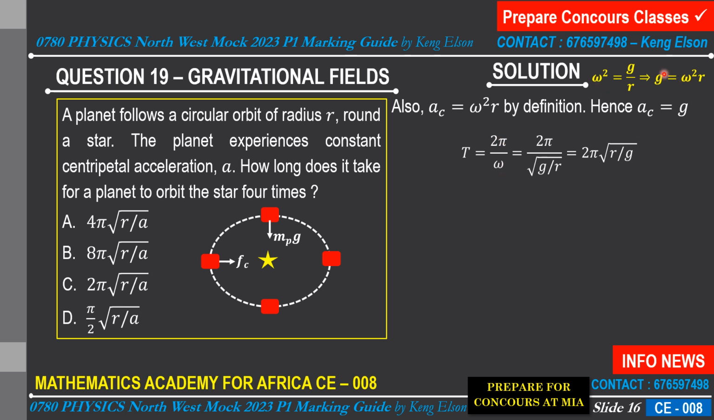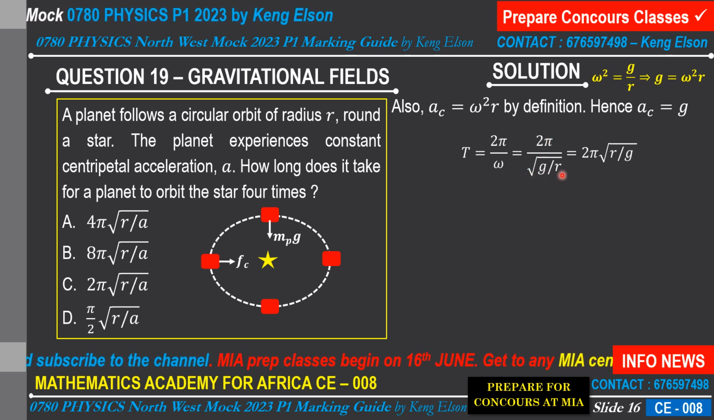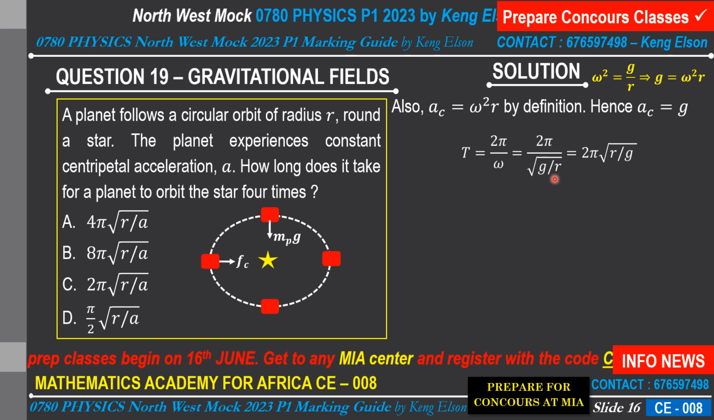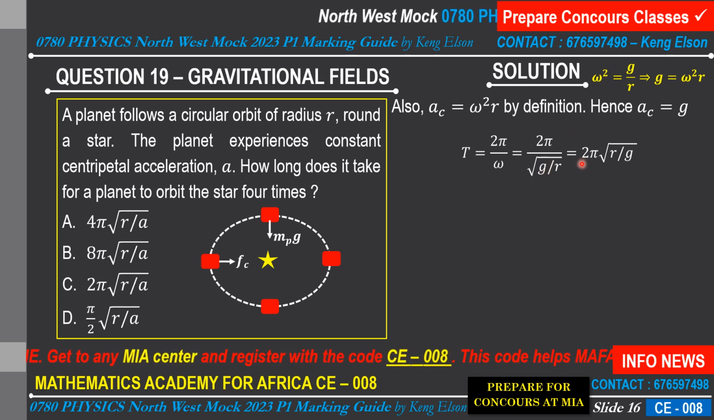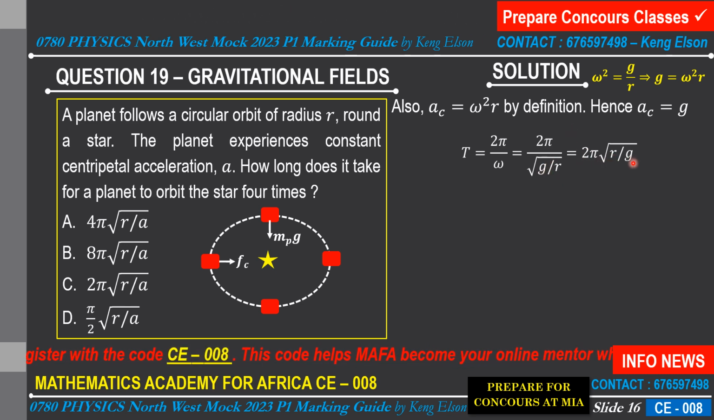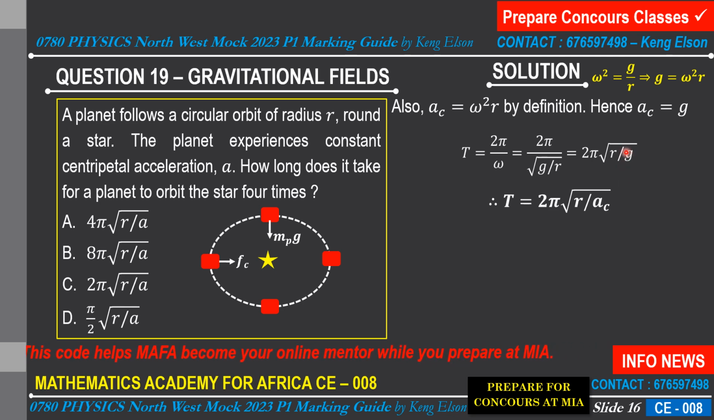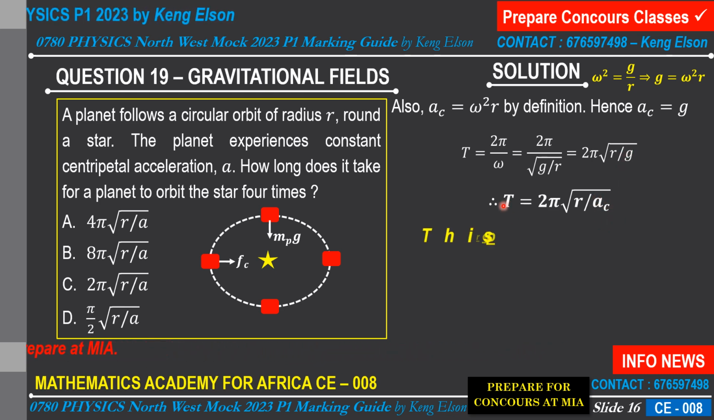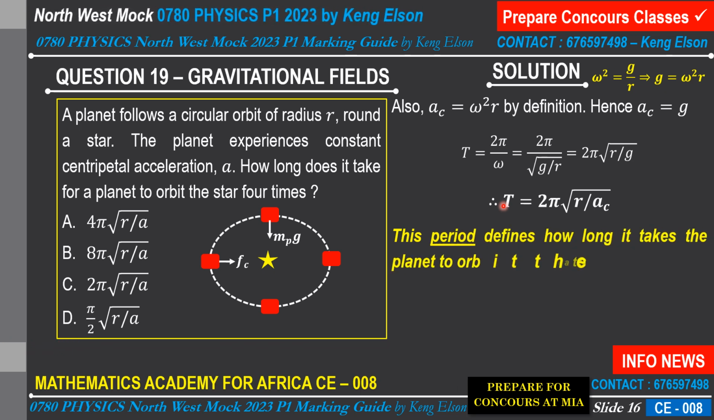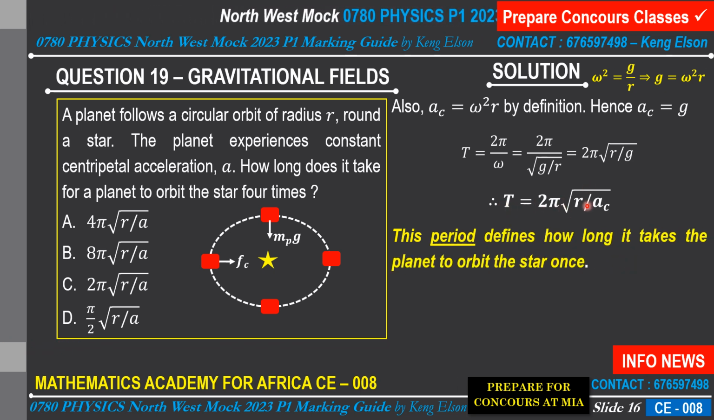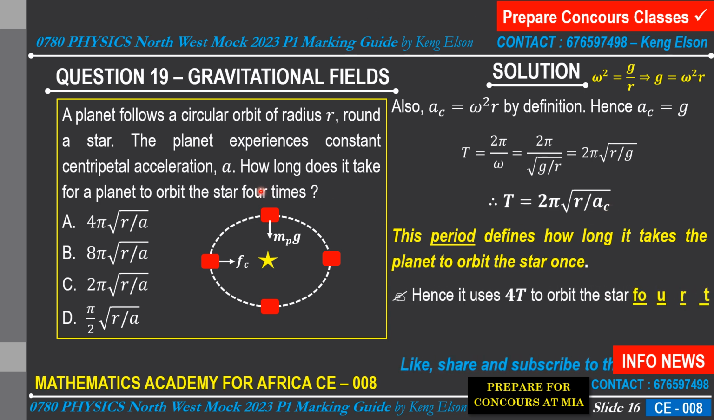So omega is basically the square root of g on r. So we have 2 pi divided by the square root of g on r. Taking this to the numerator, we get 2 pi the square root of r on g. But now we know that this g is equal to the centripetal acceleration. So my period, which is the time taken for a single orbit, is 2 pi the square root of r on a.